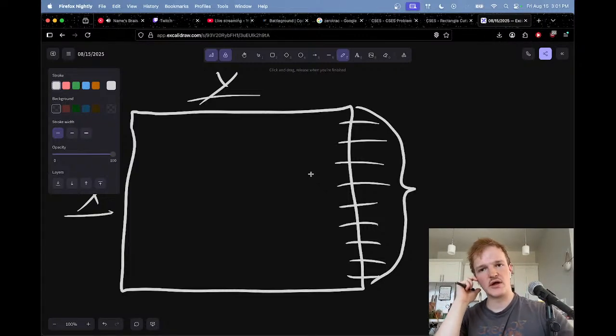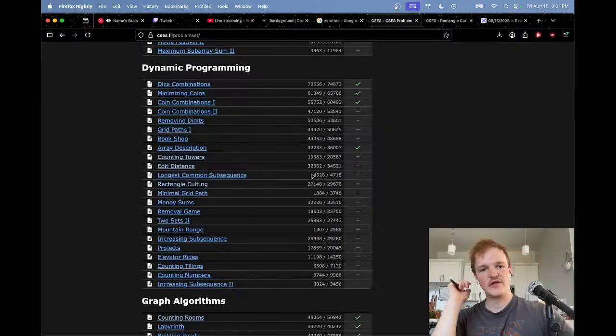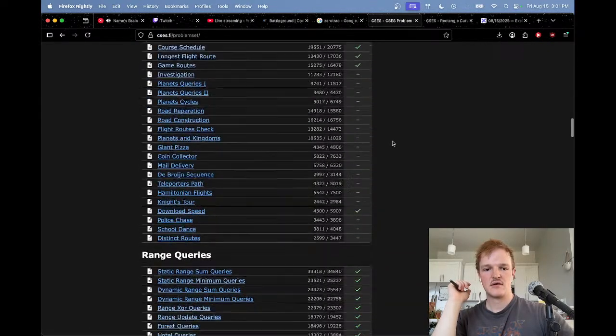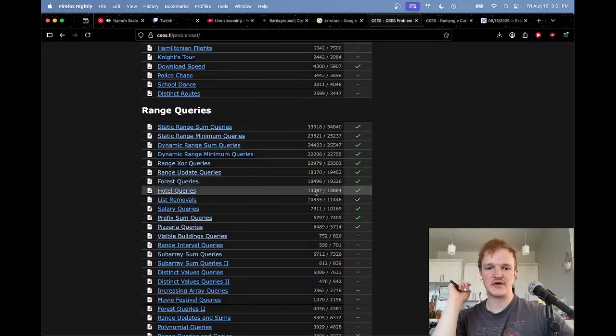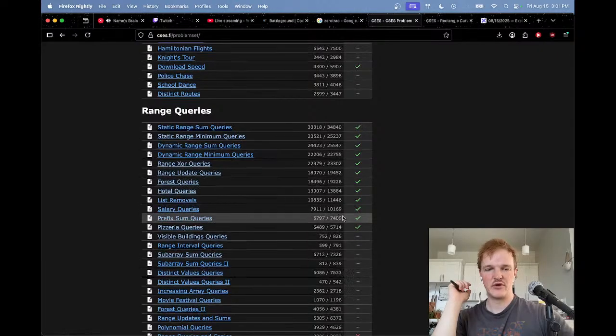So what would that look like? Would this really be... How many people have done this? 27,000? So it's one of the most done problems on dynamic programming. Let's look at range queries. Alright, yeah. A lazy segment tree is kind of in that range. Well, maybe not.